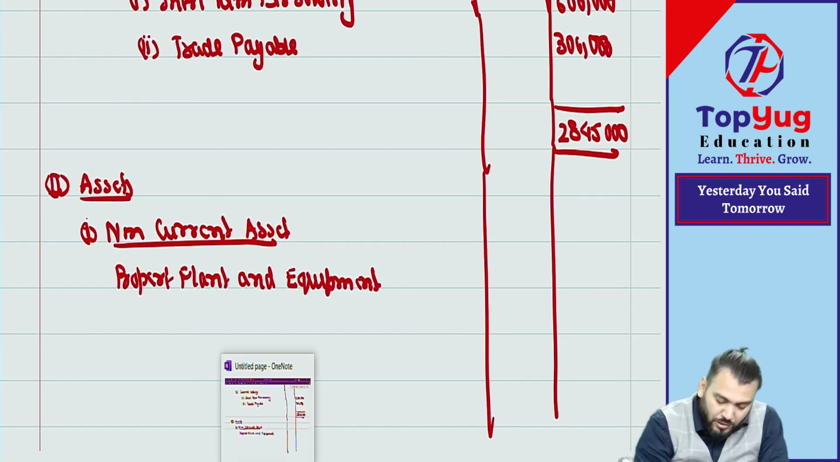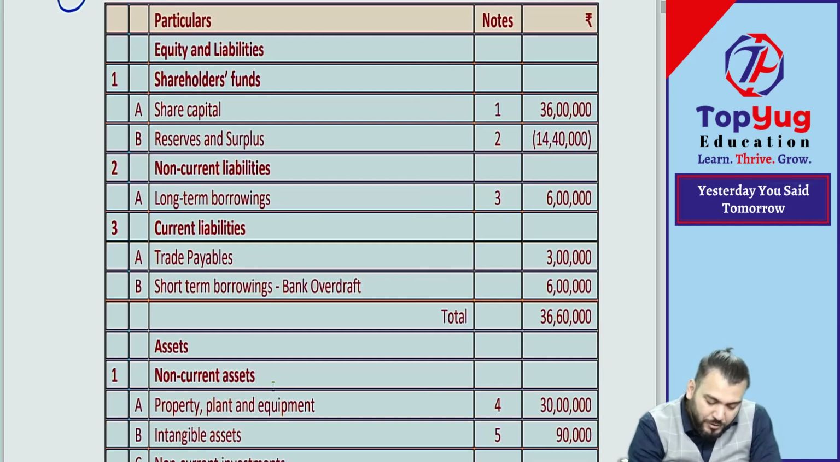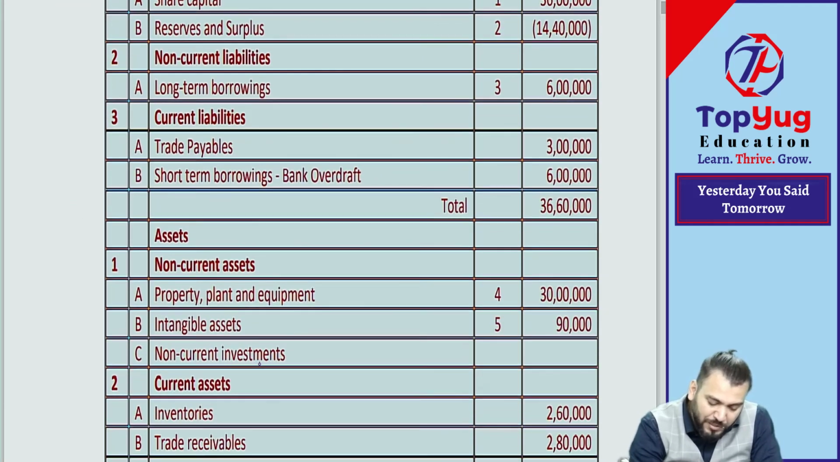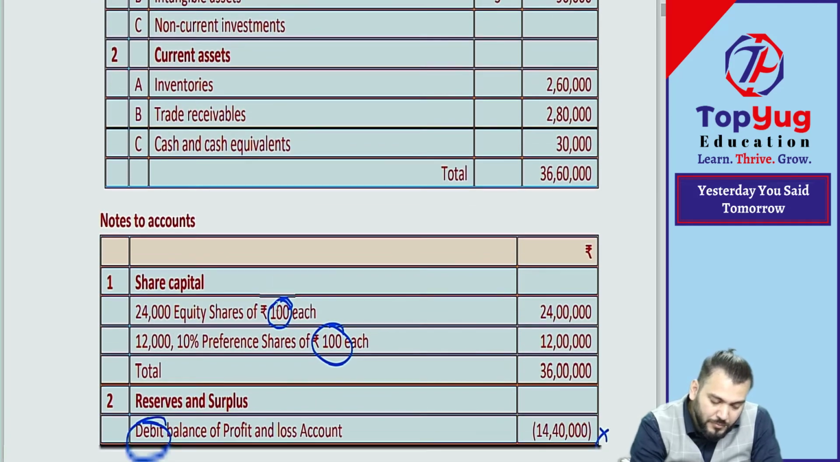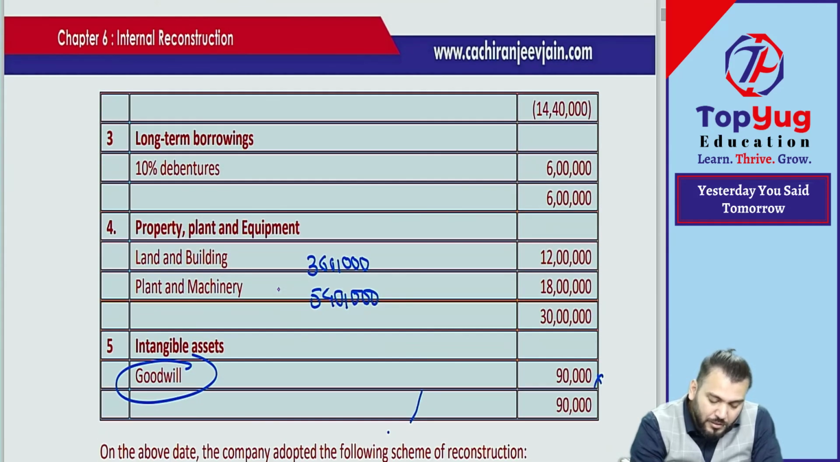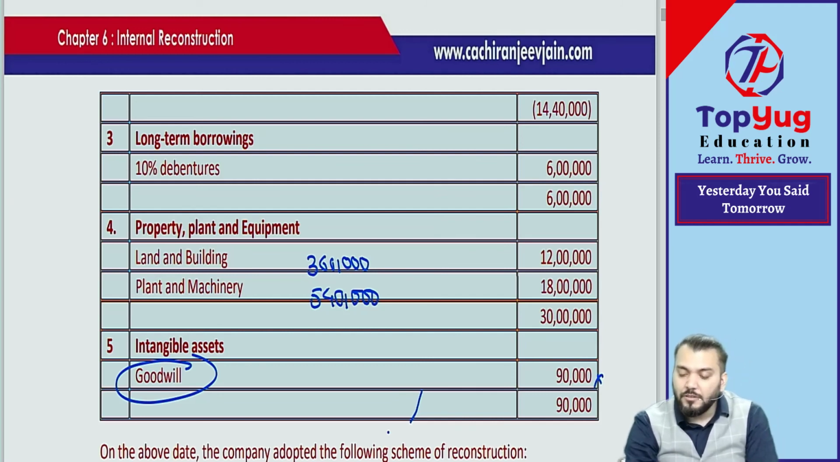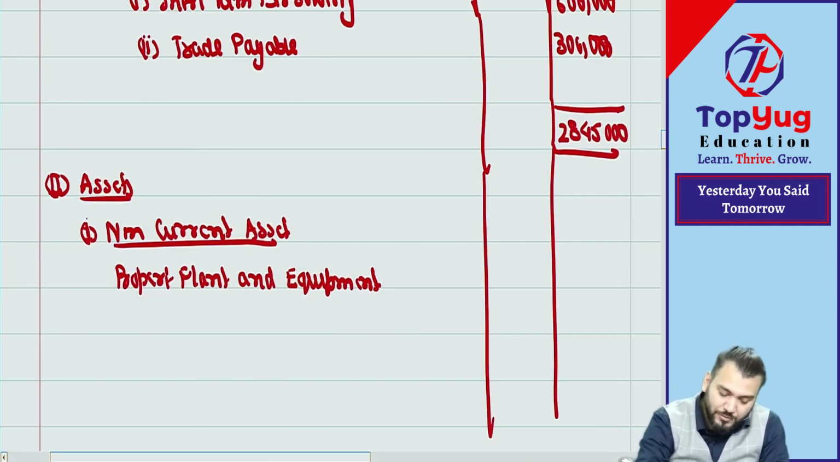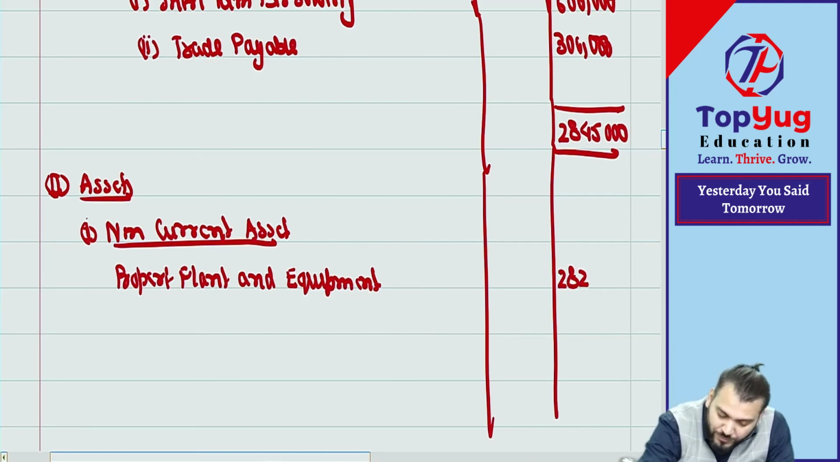Correct. So now what is property, plant and equipment? There were two items. What are the two items? Land and building has been increased by 3 lakh 60, so it will become 12 lakh plus 3 lakh 60,000. And plant and machinery will decrease by 5 lakh 40, so it will be 18 lakh minus 5 lakh 40,000. What is the total property, plant and equipment? 28 lakh 20,000. So can we write down 28 lakh 20,000?